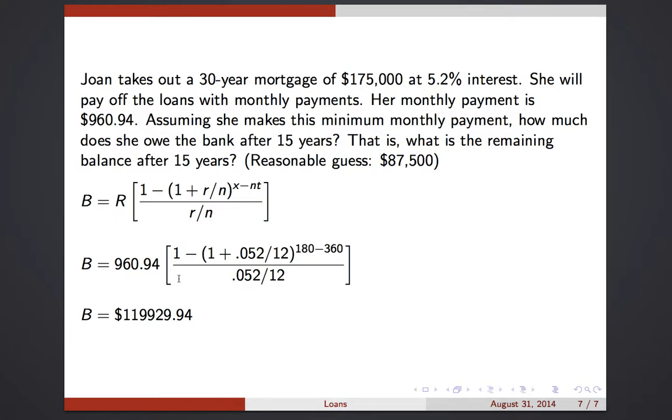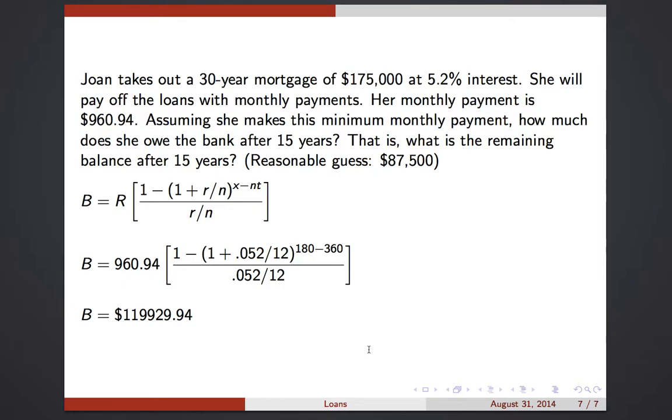Okay, so that's way more than half of 175 grand. Okay, so our guess was off by what, like 35 grand? Okay, so you're nowhere close to being halfway done with paying off the principal. Okay. So these are the kinds of questions you will answer in your homework.